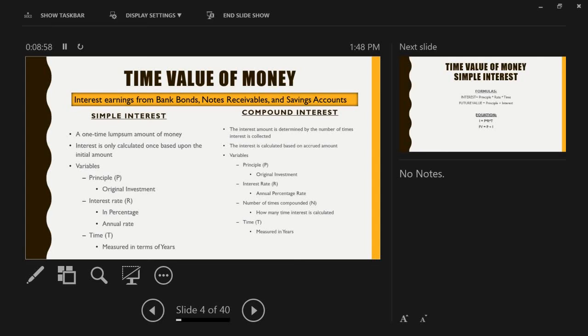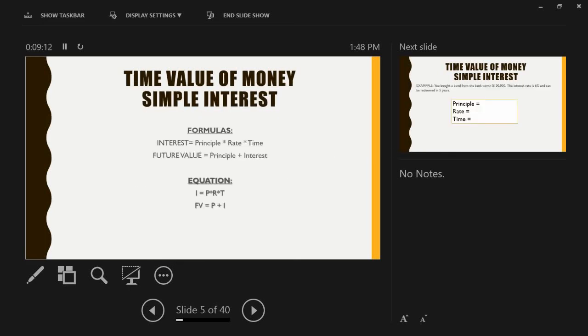Okay, so let's go ahead and look at the true difference when we're looking into each interest. So we're going to start off with simple interest because it's the easiest. So simple interest, again, the formula you will see is interest is equal to principal times rate times time. Simple enough. All you need to do is multiply those 3 numbers together and you're going to get your interest. And to calculate your future value, you're going to take your original investment, which is your principal, and add the interest together and you're going to get your future value.